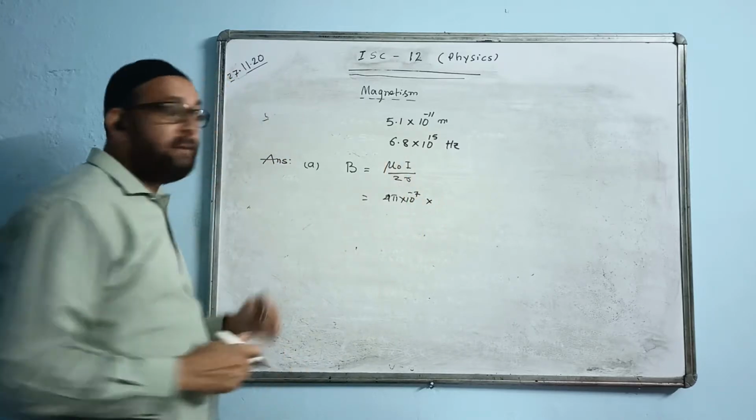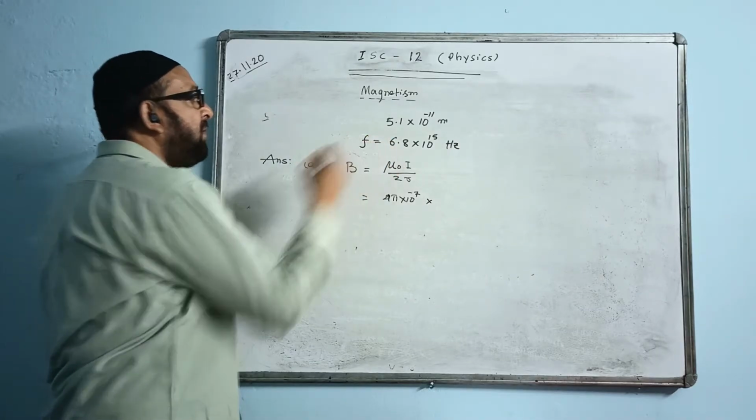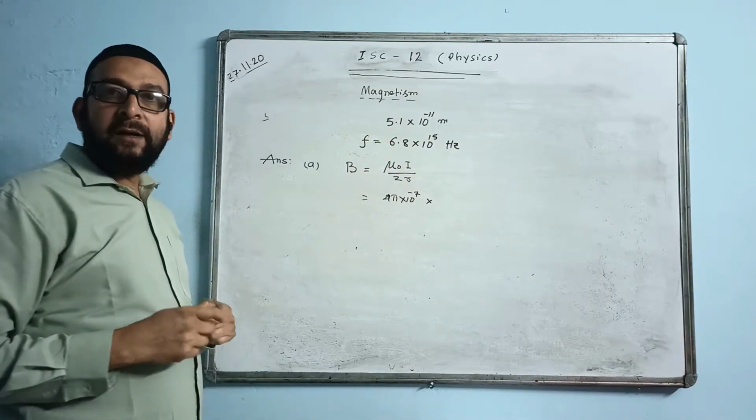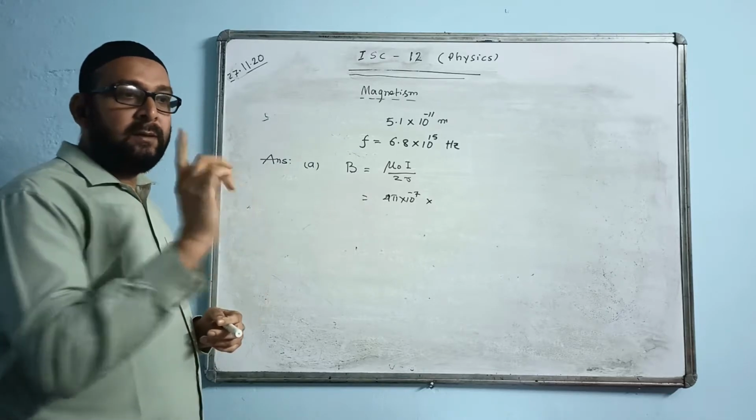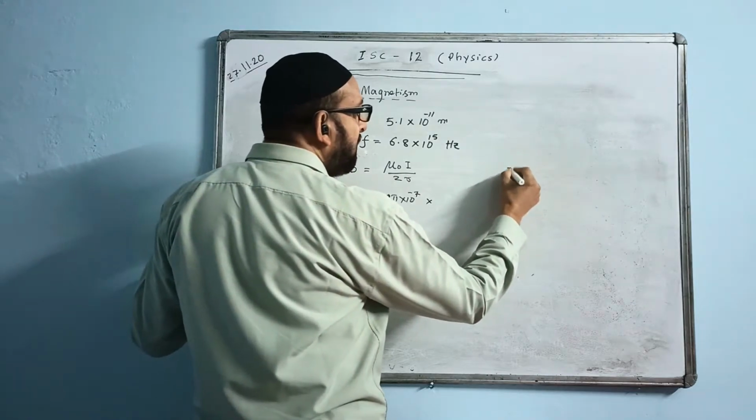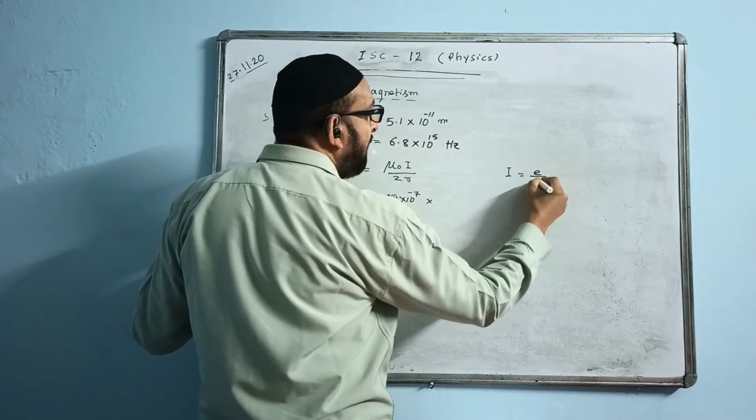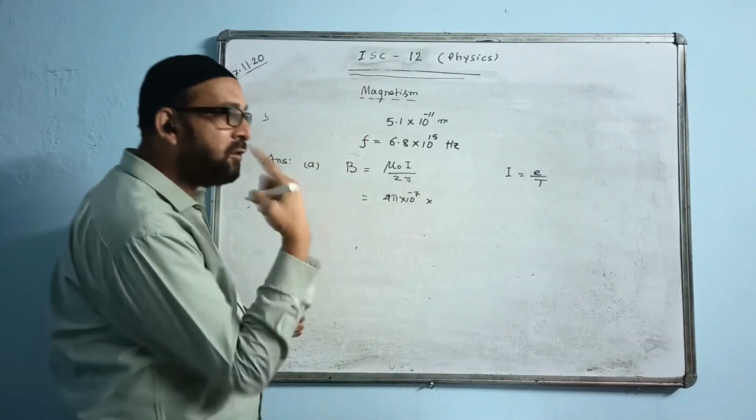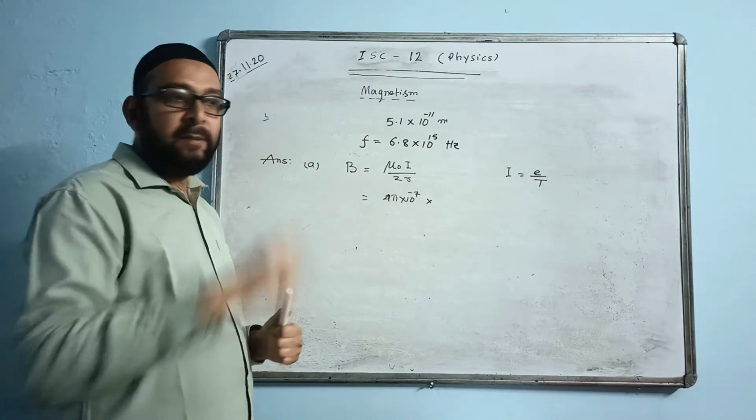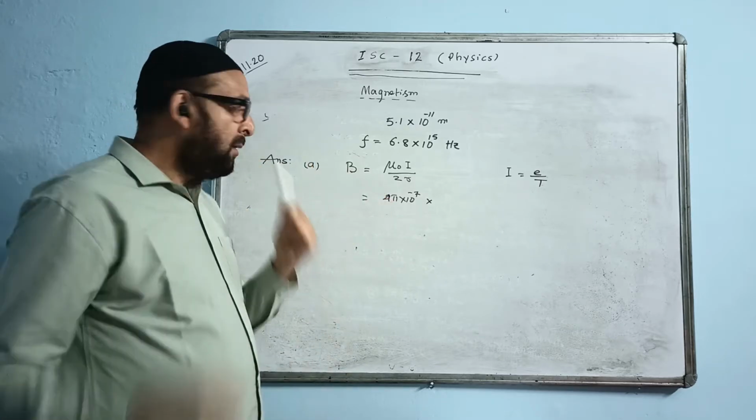Here current is not given. They have given frequency. How to find current when frequency is given and the motion is circular? The formula for I is actually Q by T. So Q will be E, and T means the time period it will take for one complete revolution, that is one circle.